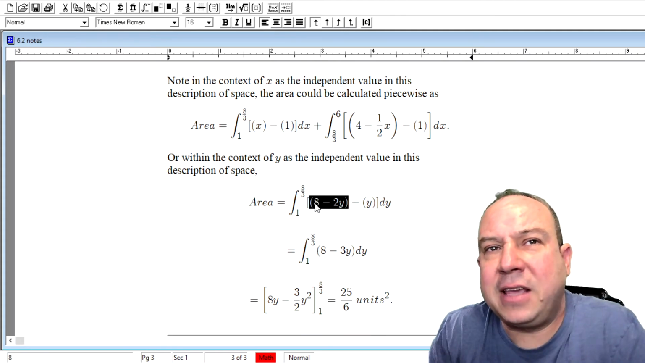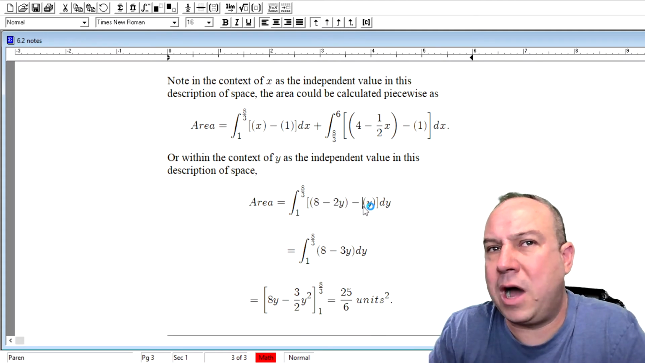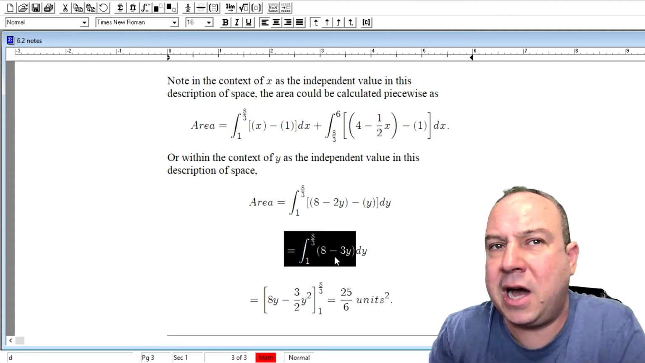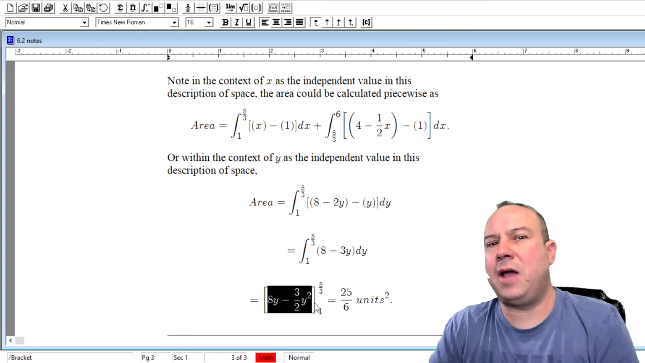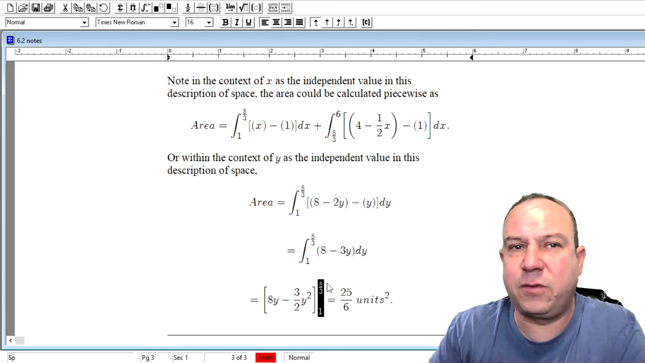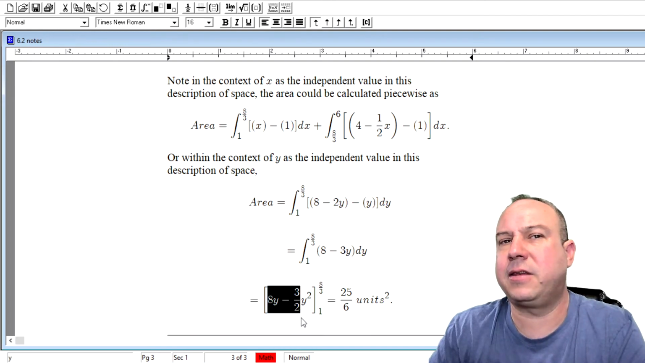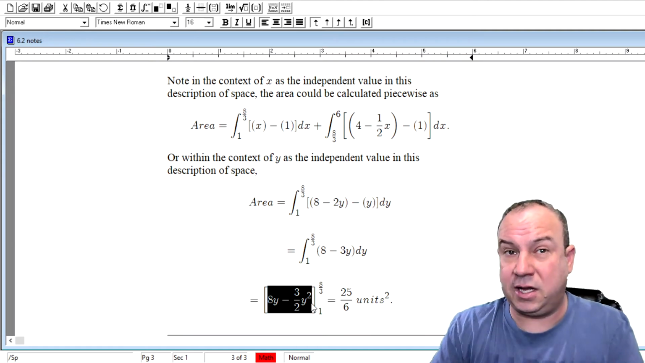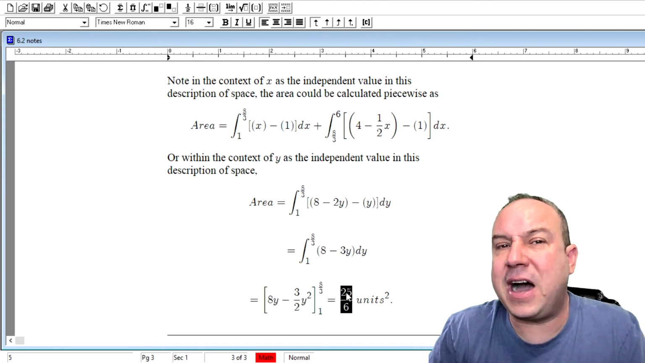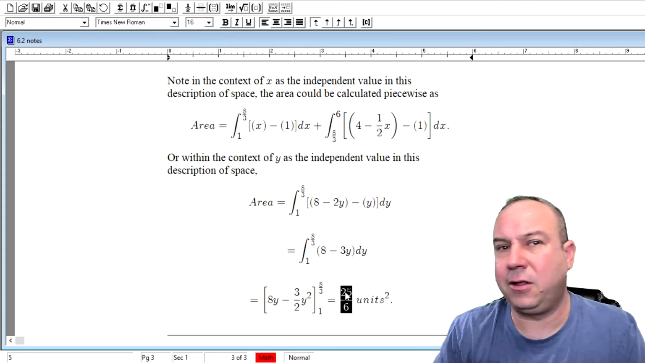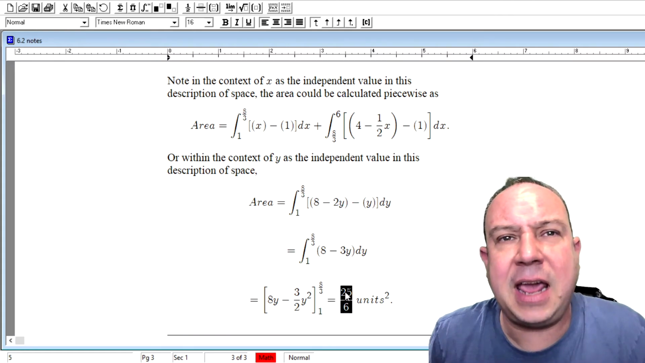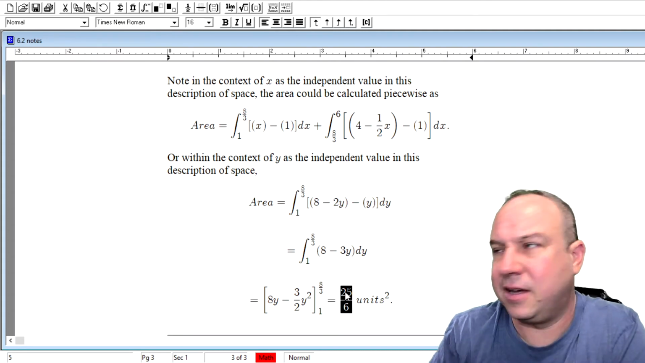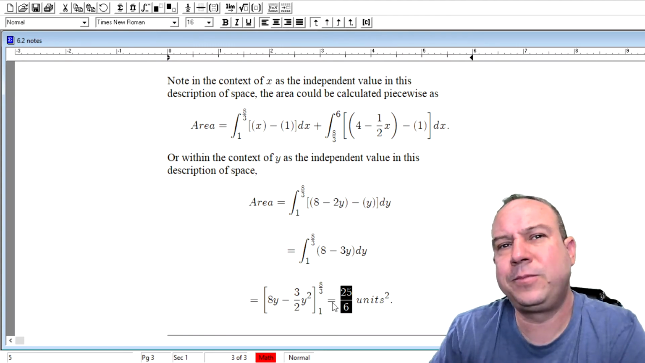Now, simplifying this integrand, 8 minus 2y minus y is 8 minus 3y. So my integrand is really just the linear equation 8 minus 3y. Its antiderivative is 8y minus 3 halves y squared, evaluated from 1 to 8/3. Plug in 8/3 and subtract the result you get when you evaluate it at 1. You will get 25/6 units squared in value. What is that? 4 1/6 of a unit squared. That will be the size, the area, of that region.